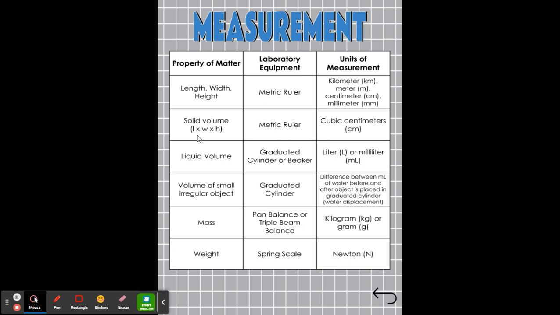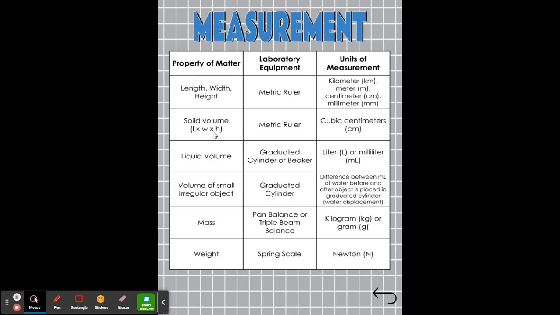Measurement. Here are the different properties of matter. We have length, width, height. These we would use a metric ruler. And here are the units of measurement: kilometer, meter, centimeter, millimeter.